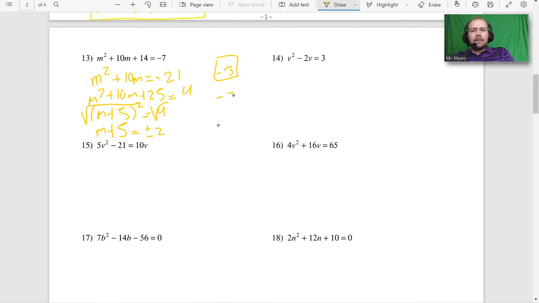Negative 2 minus 5, negative 7. All right, there's our two answers. All right, number 14. It looks like a throwback here. They're pretty small numbers. This is nice.